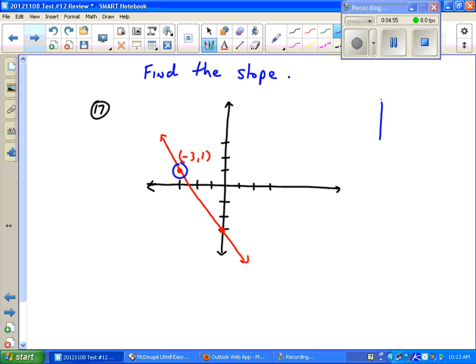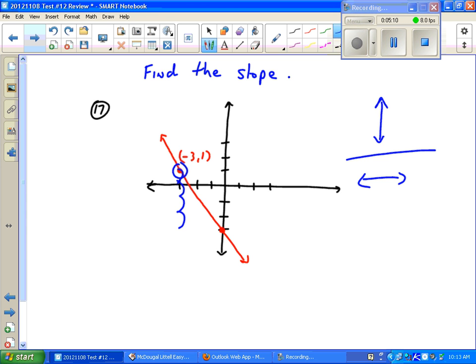Remember, it's how many times do you go up or down over how many times do you go left or right. So going down, we have to go down 1 time, 2 times, 3 times, 4 times. Let me take this back a step.